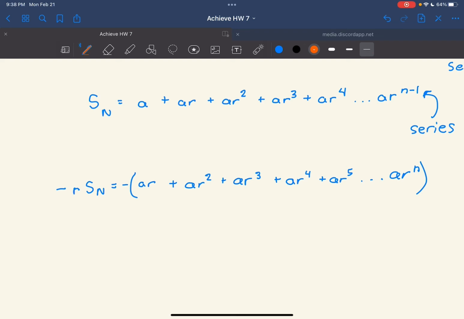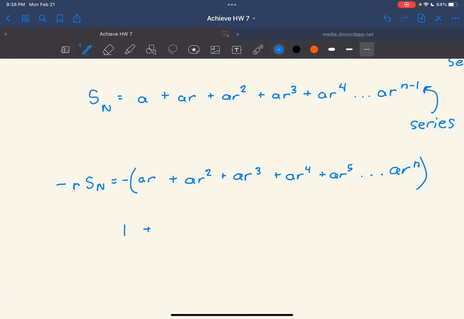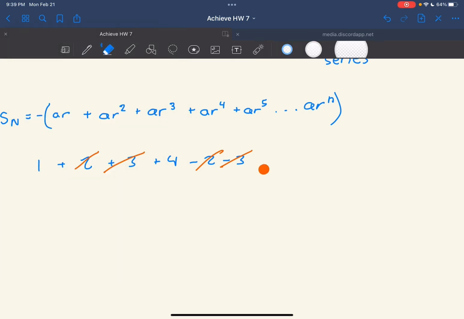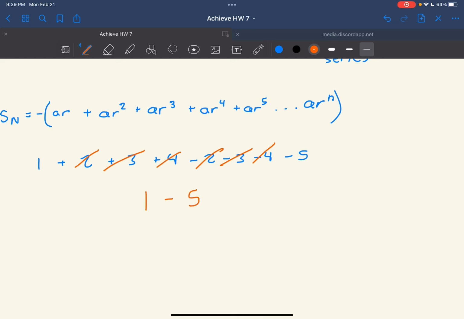What we can do is take this and subtract, and let's break this down. I was a little bit confused about this when I first saw it too. If we have 1 plus 2 plus 3 plus 4 minus 2 minus 3 minus 4 minus 5, then the plus 2 and minus 2 will cancel. The plus 3 and minus 3 will cancel. Then these 4s would cancel, and we're just left with 1 minus 5. Okay, so we see how that works.